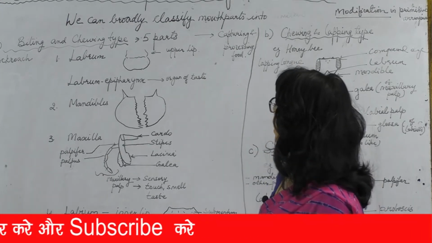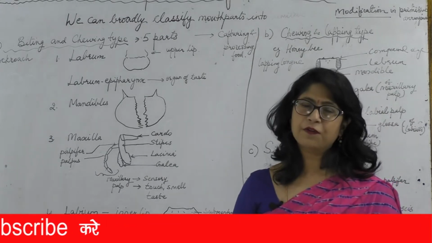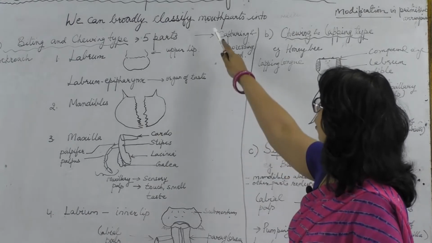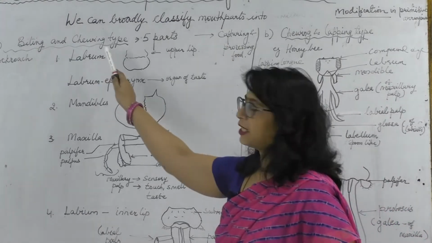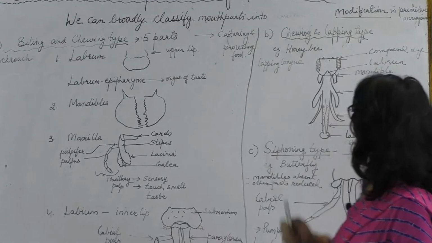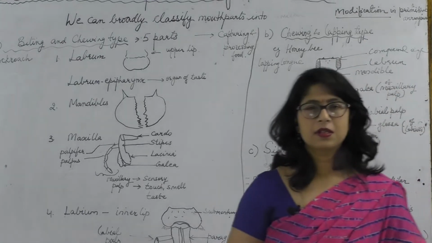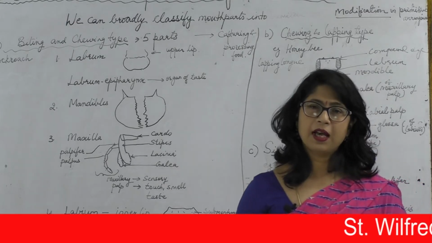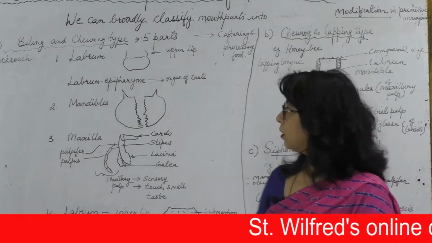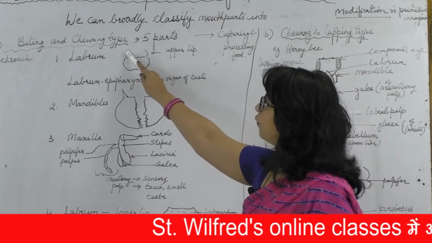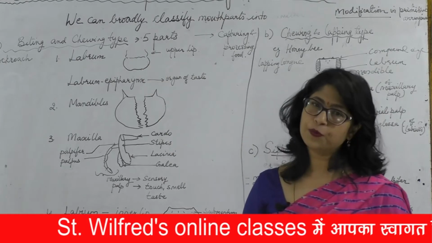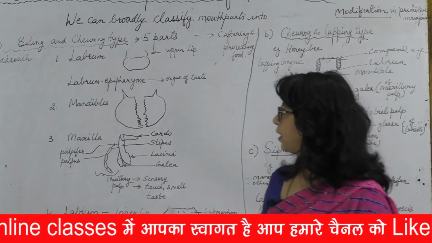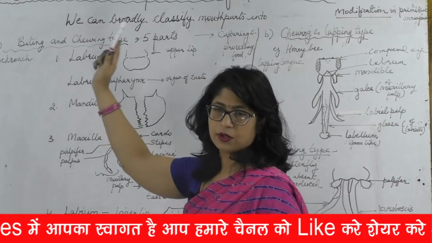Now we will be discussing these types of mouth parts in detail. As we have discussed, there are 5 types of mouth parts that we have broadly classified as biting and chewing type, chewing and lapping type, siphoning type, sucking and piercing type, and sponging type. The biting and chewing type is the most primitive type of mouth part arrangement, and it has been found in cockroaches.